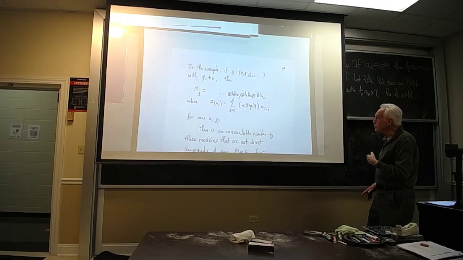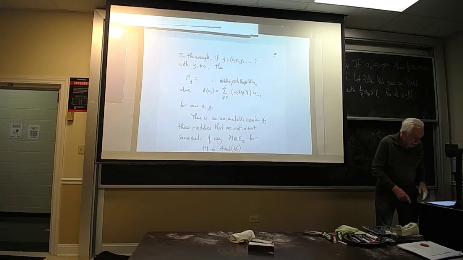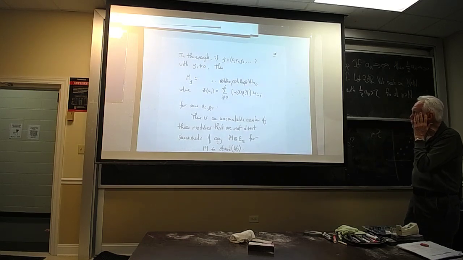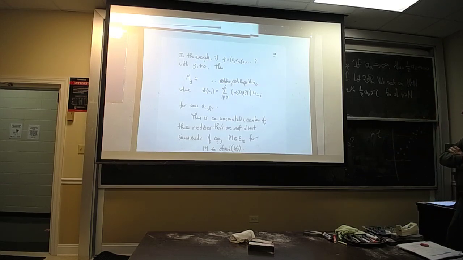Let me pick a zeta where the first element is 0. The degree 1 part is 0, and the degree 0 part is 0, and the degree 1 part is not 0. Then I can write down what the m zeta is.